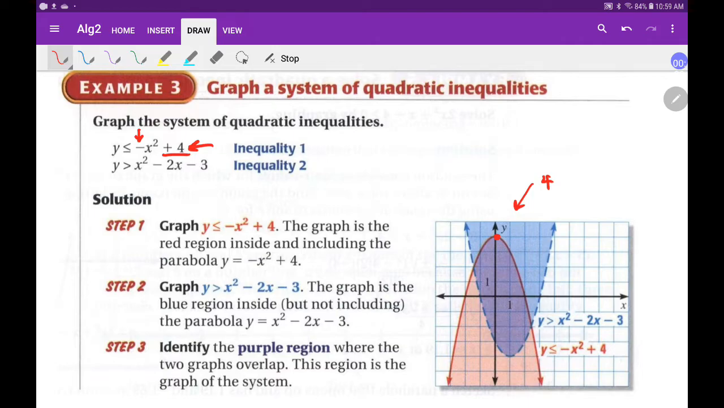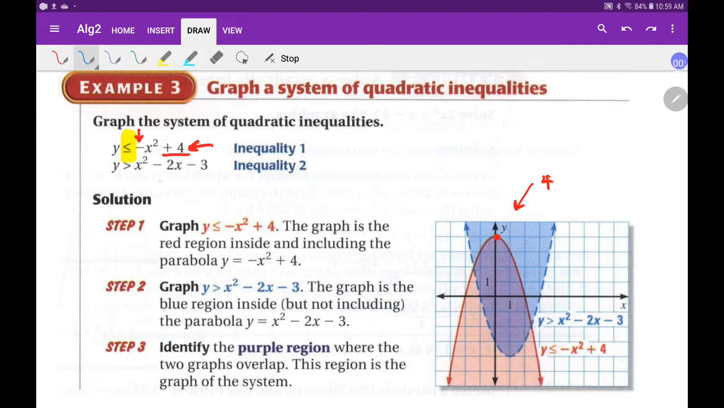So it opens down. And you also know that y is less than or equal to. So you go to y, and you think to yourself, less than. That's underneath. And you shade in the stuff underneath. So they shaded underneath with pink or light red. Okay, and then the second graph they did in blue.